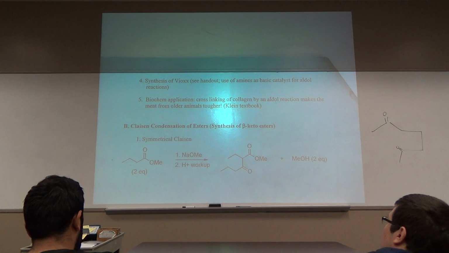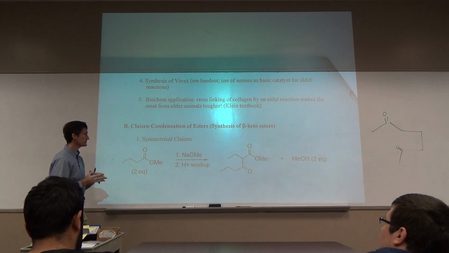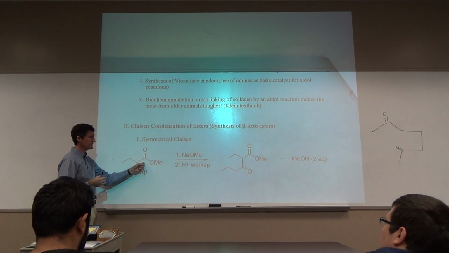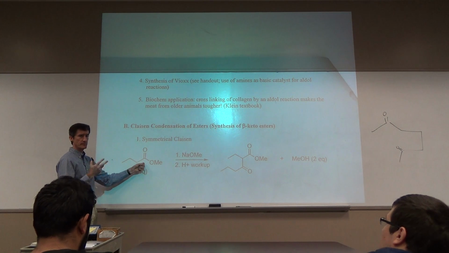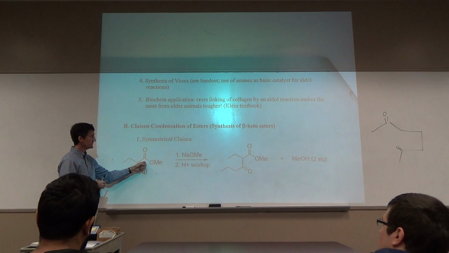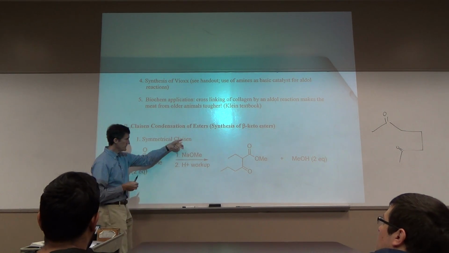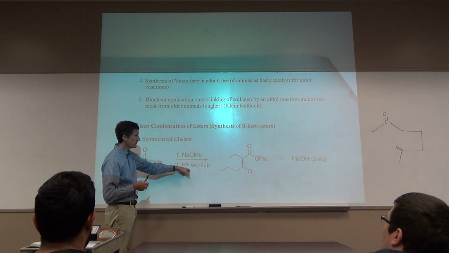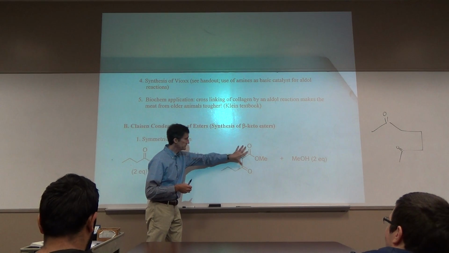Okay, next reaction, Claisen condensation. Claisen condensation, we actually go back to acid derivatives. So we're going to mix acid derivatives and enolate chemistry all together. Got an ester. We take this ester, treat it with base, followed by H+ workup. We'll have to say why we can get such a compound here.